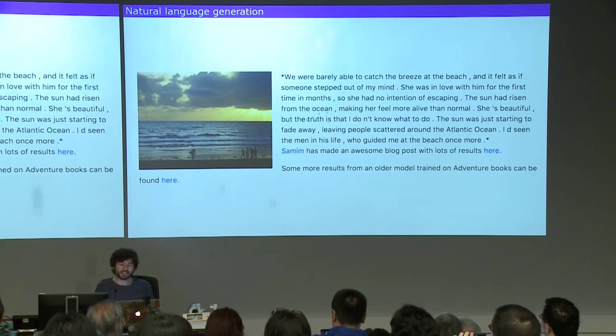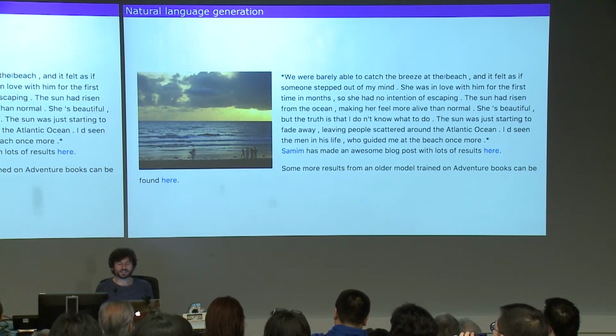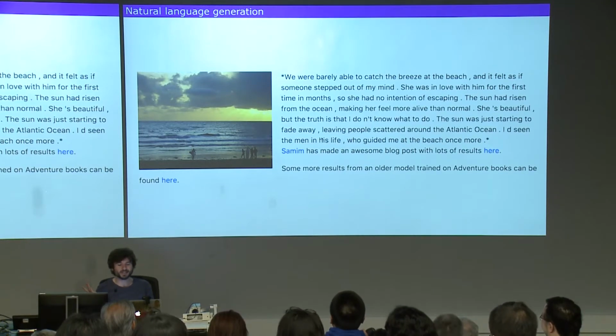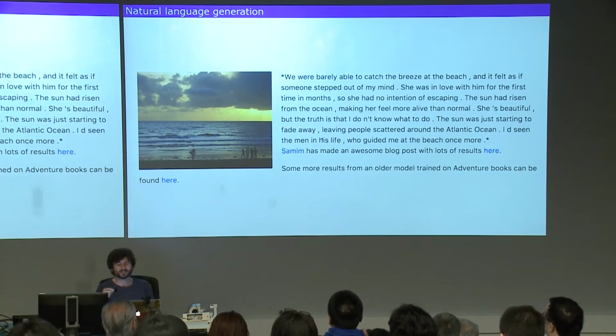And so this image is of a beach, and it goes, "We were barely able to catch the breeze at the beach, and it felt as if someone stepped out of my mind. She was in love with him for the first time in months, so she had no intention of escaping. The sun had risen from the ocean, making her feel more alive than normal. She's beautiful, but the truth is that I don't know what to do. The sun was just starting to..." So it just goes on like this, like it's a robot speaking. And the reason why it sounds like that is because it was trained on romance novels.